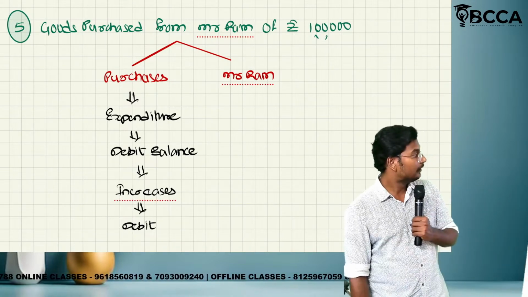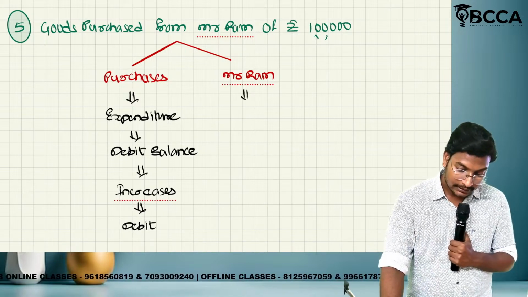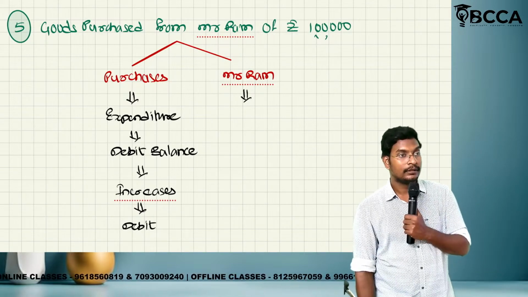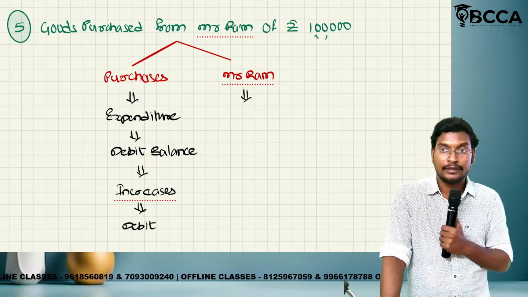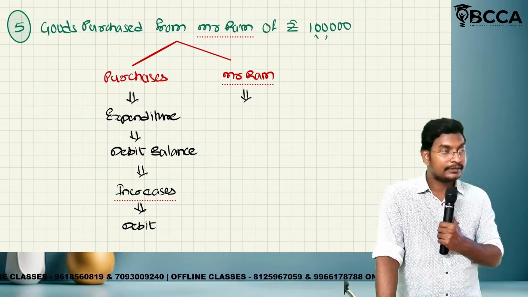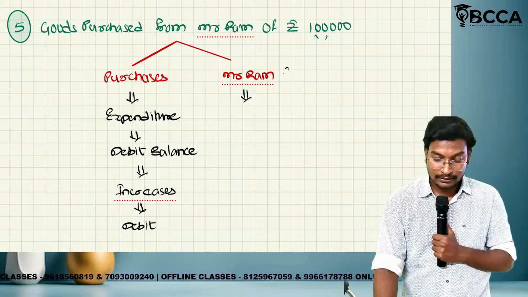Completed. Next one, Mr. Ram. He is a debtor or a creditor? We purchase the goods from Ram. That means we have taken a liability. So here this particular person is called a creditor. So write in brackets, creditor.